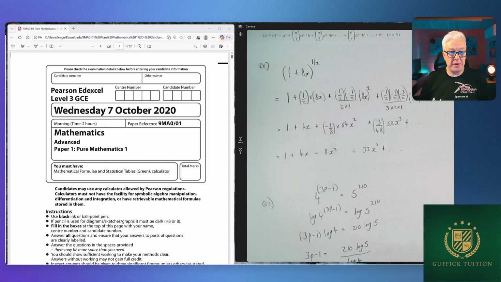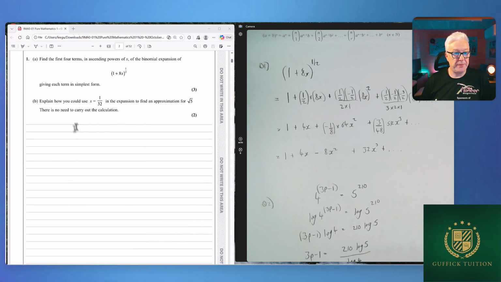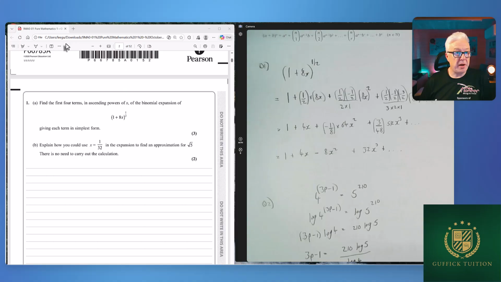Hello everyone, and in this video we're going to be looking at paper 1 from 2020 for Pure for Edexcel. So let's have a look at the first questions. So question 1, it's a binomial question and it says the following.